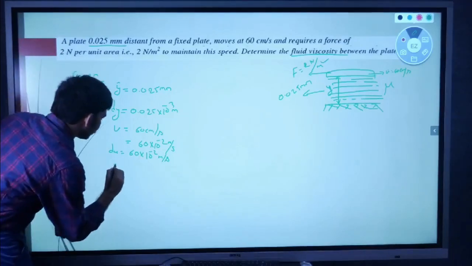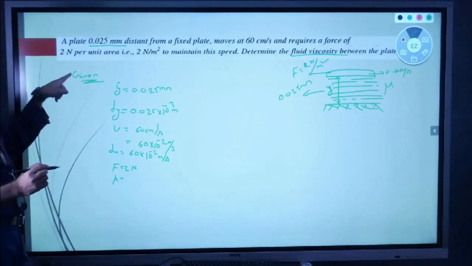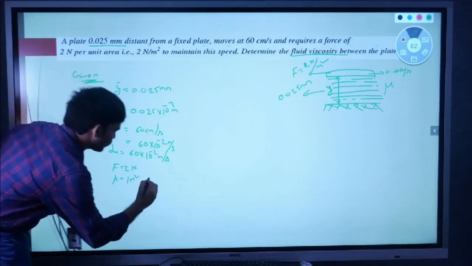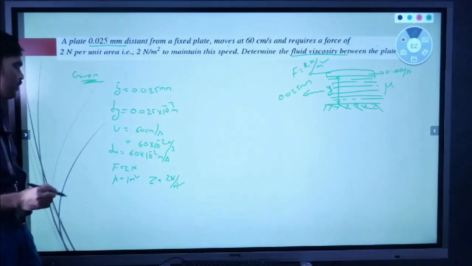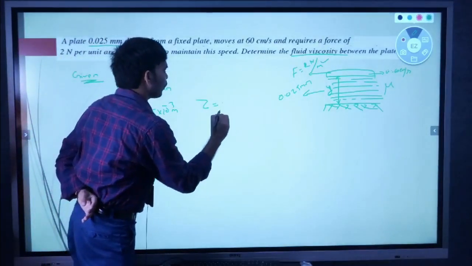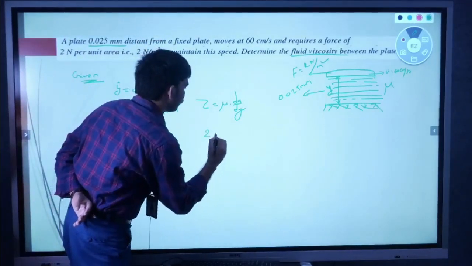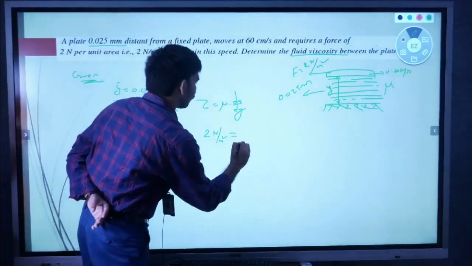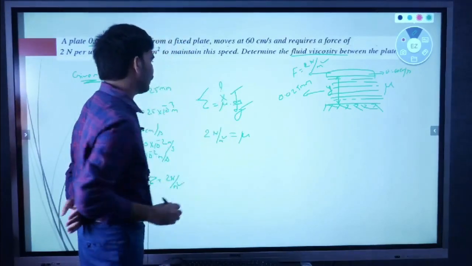Next, force is given, 2 newtons, and area is given. So we have to apply 2 Newton per meter square area. That means for 1 meter square area you have to apply 2 newtons. The stress tau is equal to 2 Newton per meter square, right? So what is the relation between the shear stress and dynamic viscosity? Tau is equal to mu into du by dy. Shear stress is given, 2 Newton per meter square, will be equal to mu, which we have to find out. So this we know, this we know, this we know, this is unknown. This you have to find out, right?